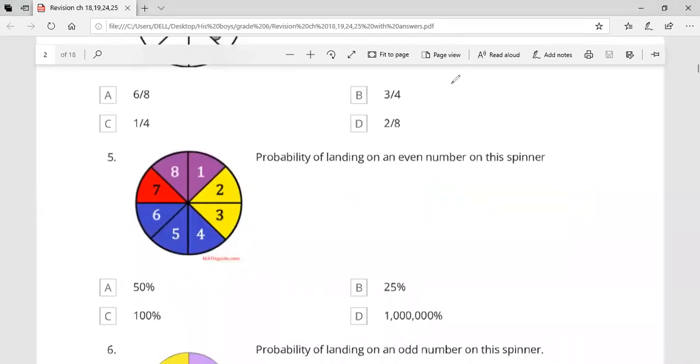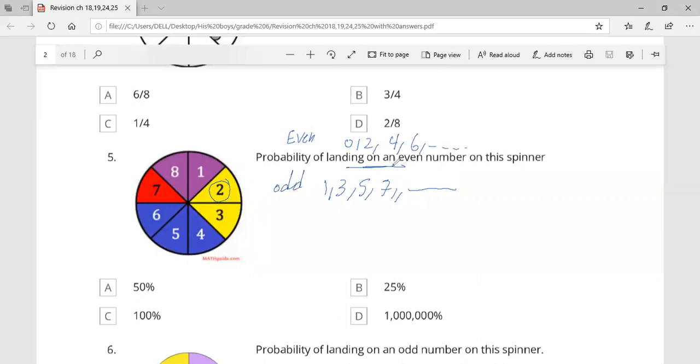Probability of landing on an even number. The same. What is the meaning of even? We have to determine the even numbers, then count them. 2 is even. You know, an even number is divisible by 2. Divisible by 2 is an even number. Even numbers are like 0, 2, 4, 6, and so on. Odd numbers are 1, 3, 5, 7, and so on. Here is even, and here is odd, as we know.